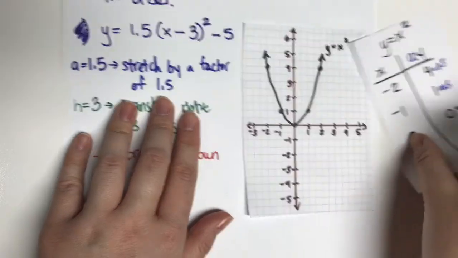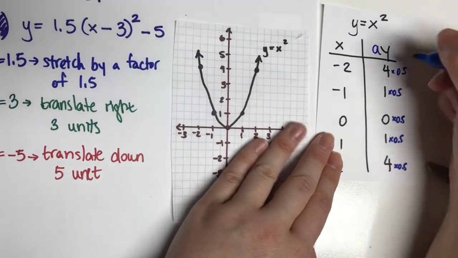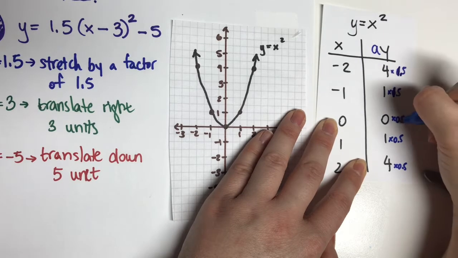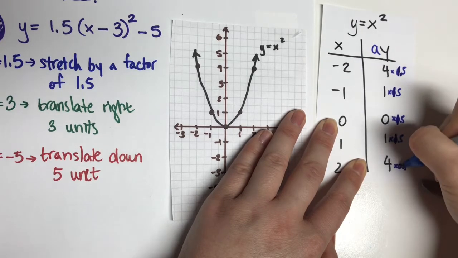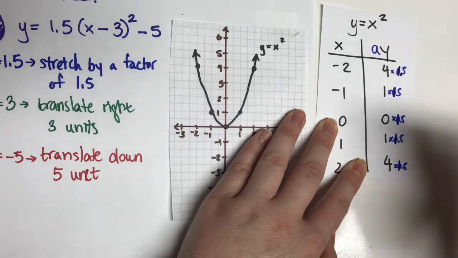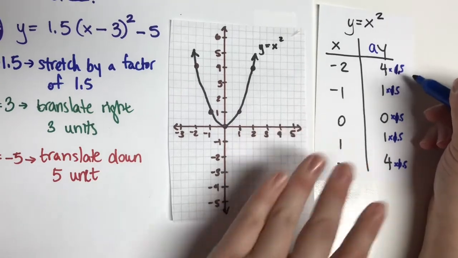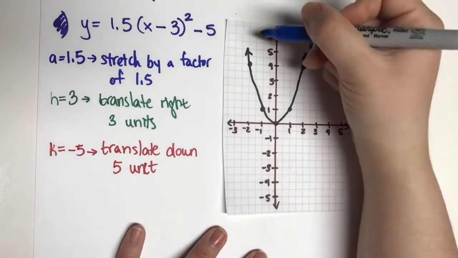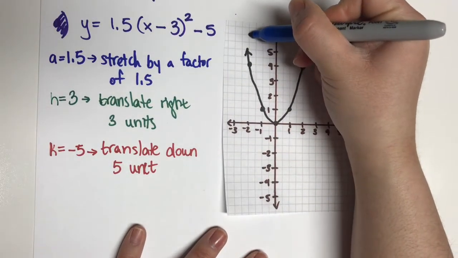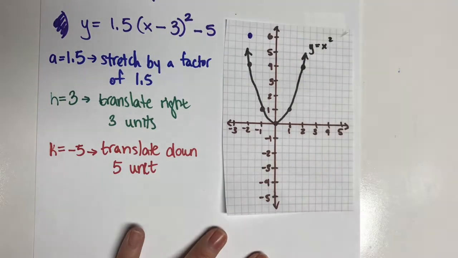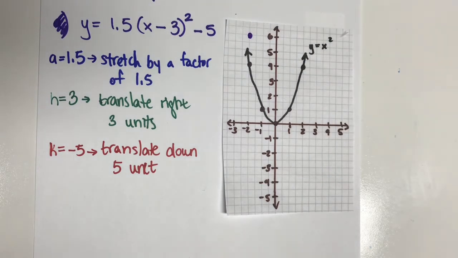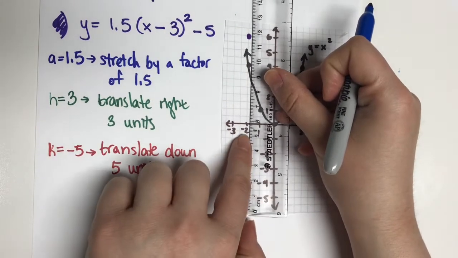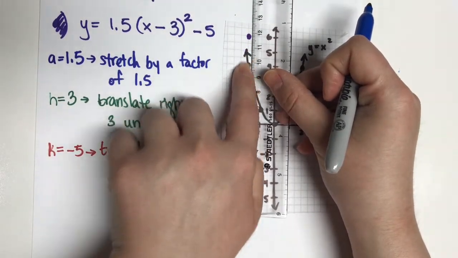I have the other table of values here for you to see it. So now instead of, before it was 0.5, now it's 1.5. Okay, so 4 times 1.5 is 6. So instead of being at 4, this is actually going to be at 6. The x values don't change. The x values, you'll notice, stay the same. It still has an x value of -2. It's just the y value that I've stretched.